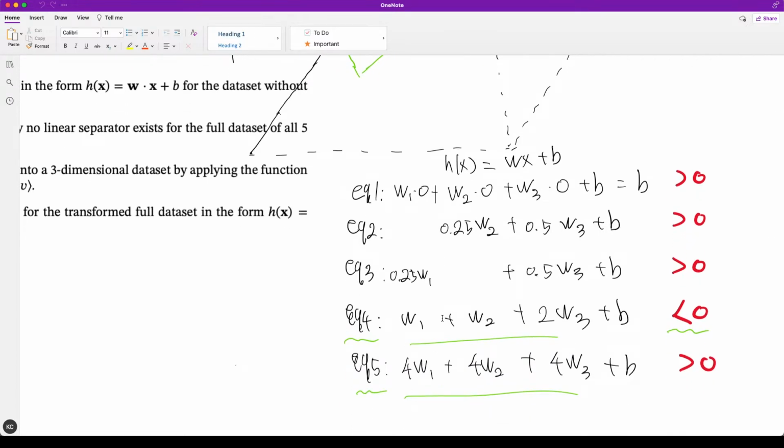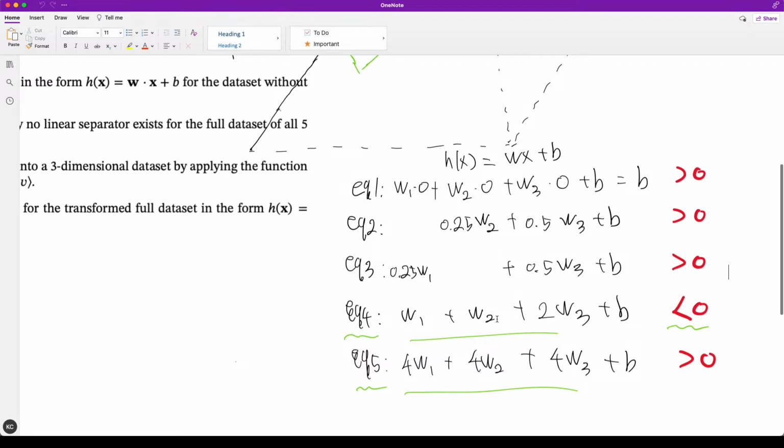If we put the data points into this equation, we can get 5 equations. Only equation 4 has a different sign. So let's make this equation less than 0 and the others greater than 0 by adjusting W1, W2, W3, and B. So how can we do that?